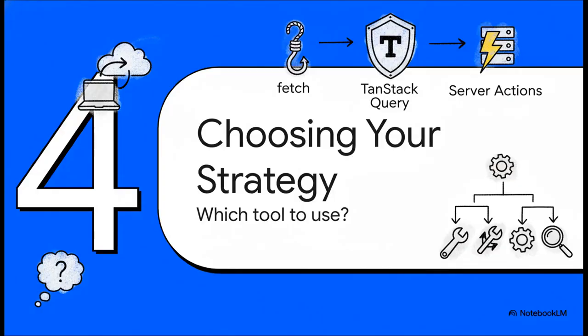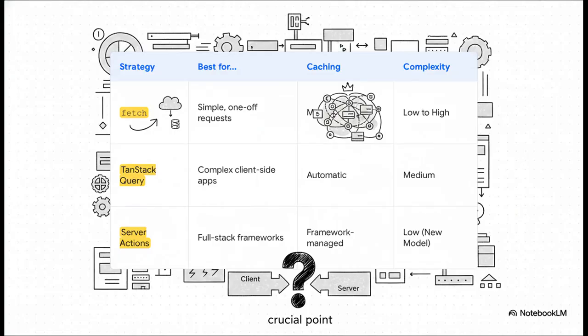Okay, so we have three options on the table. The do-it-yourself fetch, the specialized powerhouse TanStack Query, and this new, futuristic server actions thing. So, how on earth do you choose which one to use? All right, let's break it down. This little table right here is the key to everything. It really simplifies the decision. Look, if you're making a simple one-off request in a small project, just use fetch. It's fine. Don't overcomplicate it.